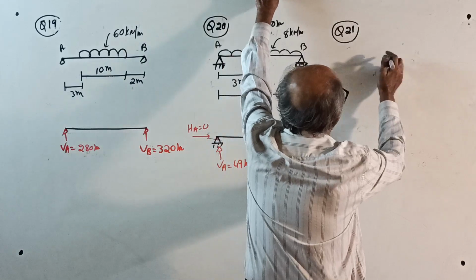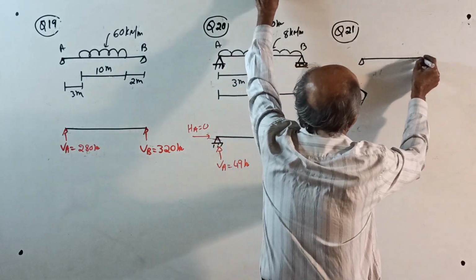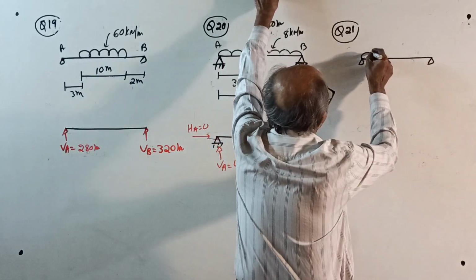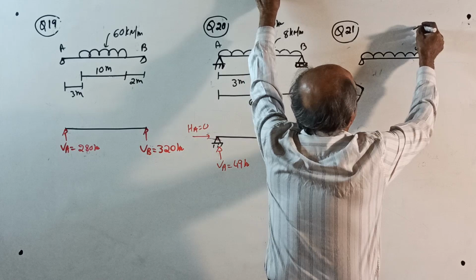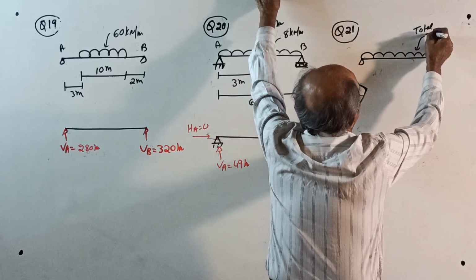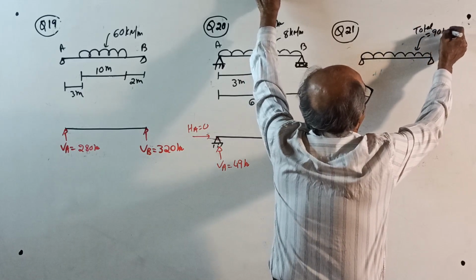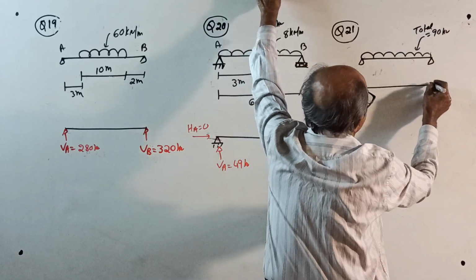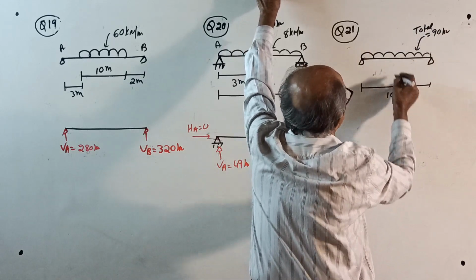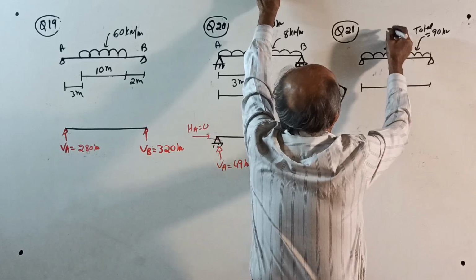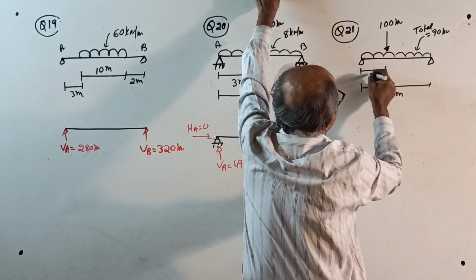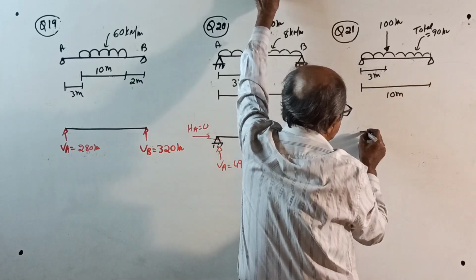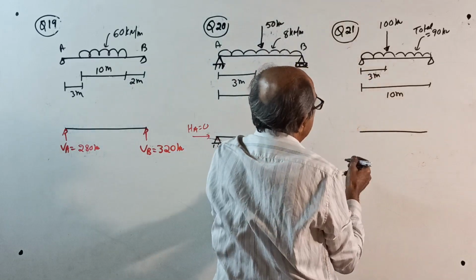Question 21 is also the same case, but the load is not central, the load is eccentric. This time, UDL, I will give total load. Total equal to 90 kilonewton. Span is 10 meter. A point load of 100 kilonewton at 3 meter from here. See, these numbers, I write whatever comes to my mind.